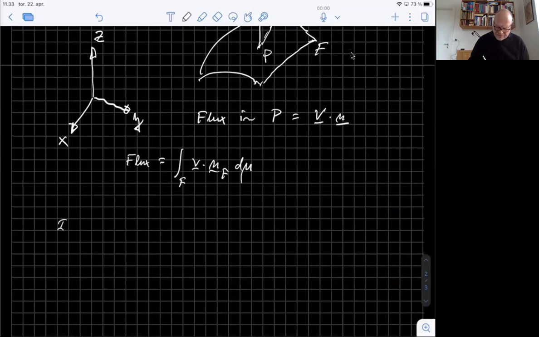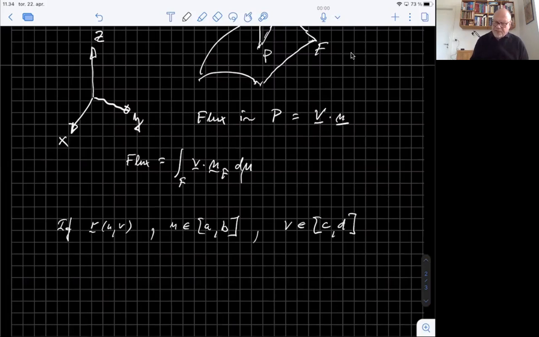Now let's look at the situation where you have a parametric representation of your surface. So if R of u comma v, where u is in the interval from A to B, and v is in the interval from C to D.